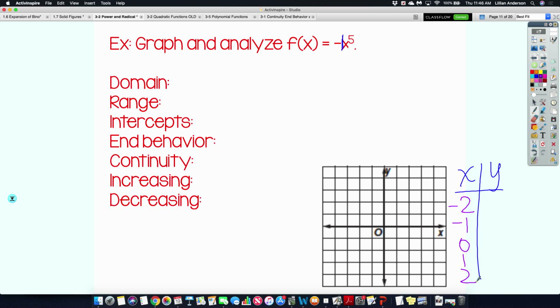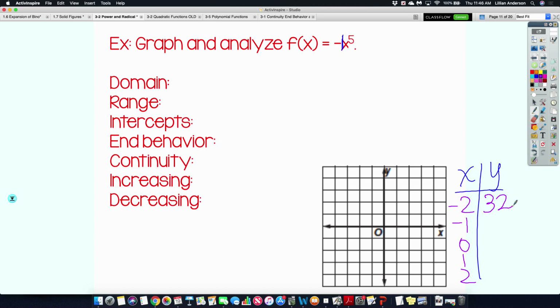Raise to the 5th power. -2 times -2 is a +4, times -2 is a -8, times -2 is a positive 16, times -2 is a negative 32. But then there's a negative on the outside, which means it becomes a positive 32. You got to be careful, especially when negatives are involved in signs and odd powers.